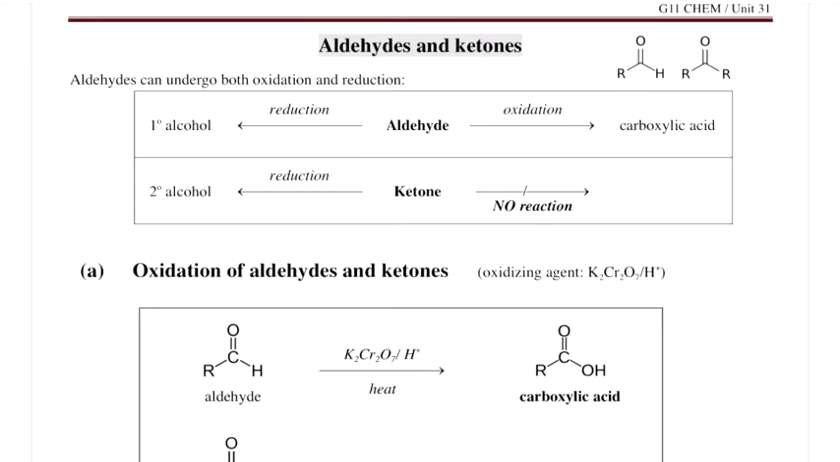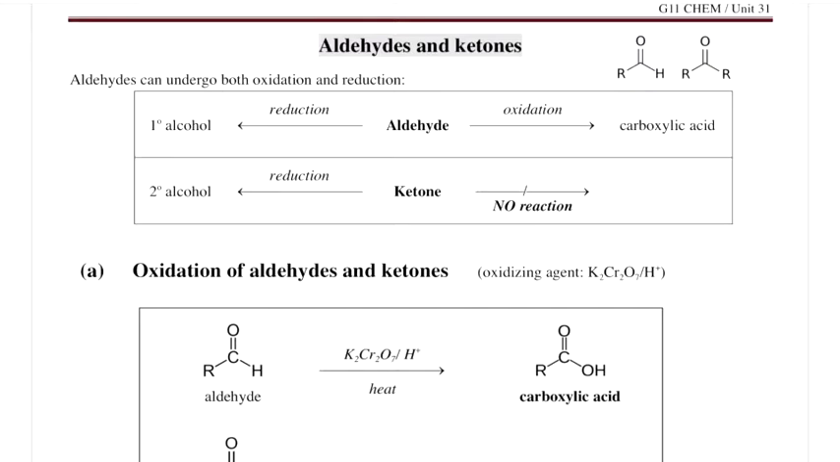In today's lesson, we're going to learn reactions related to aldehydes and ketones. So, first, let's review the structure for aldehyde and ketones. Aldehyde has a carbonyl group at the end of the carbon chain. And for ketones, the carbonyl group should be placed in the middle of the carbon chain.